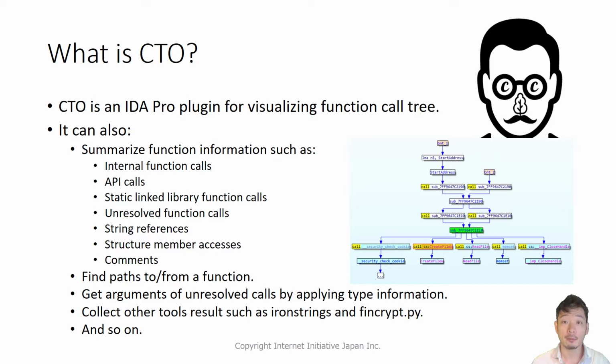What I'm talking about in this presentation is what CTO is. CTO is an abbreviation for Code Tree Overviewer. The main purpose of it is to visualize a function code tree like this figure.